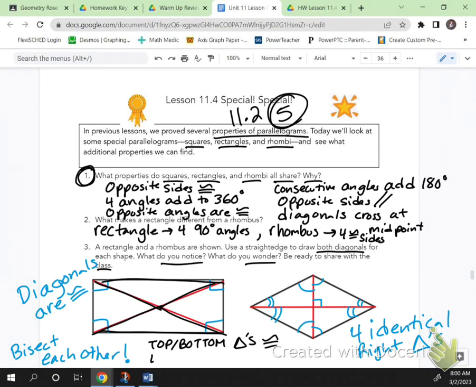The left and the right triangles are also congruent. But it's different from a rhombus. A rhombus creates 4 identical right triangles. And a rectangle, you've got 2 pairs of congruent triangles. Do we see it? Do we see the relationships?